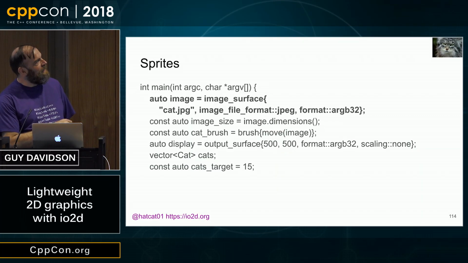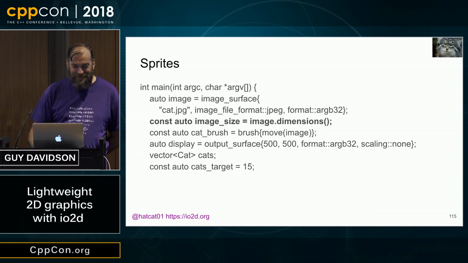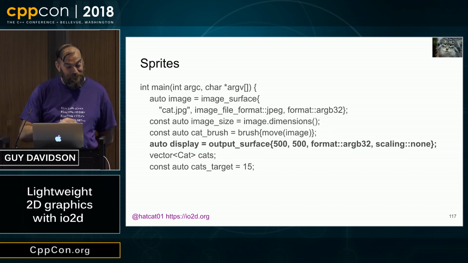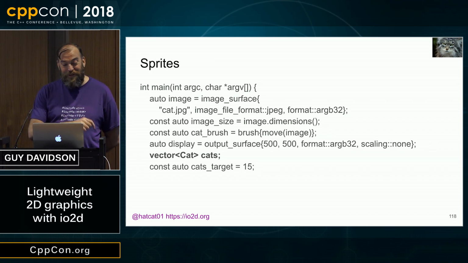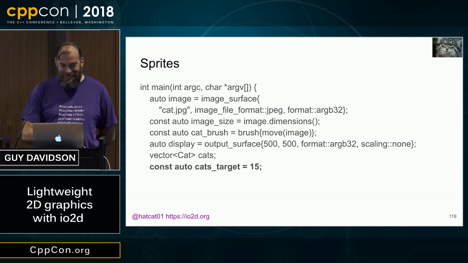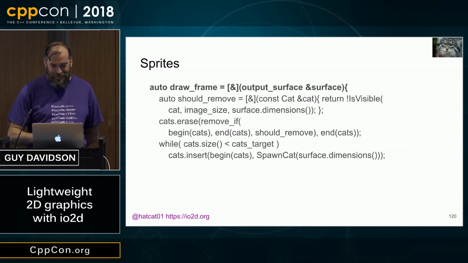Right, let's start with the main function. We start by loading a cat picture. Well, obviously. Then we get its size, and we create a brush from this image. And then we create an output surface. And next we have a vector of cats. How heavenly. And a target number of cats to be displaying. We'll stick with 15, but I'm sure they'd like more.